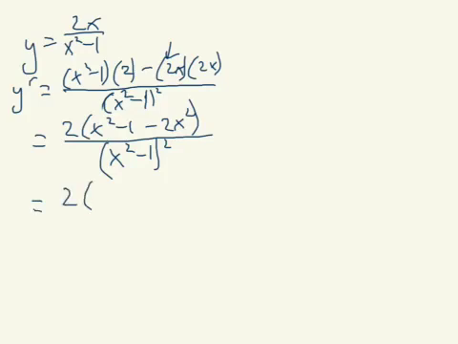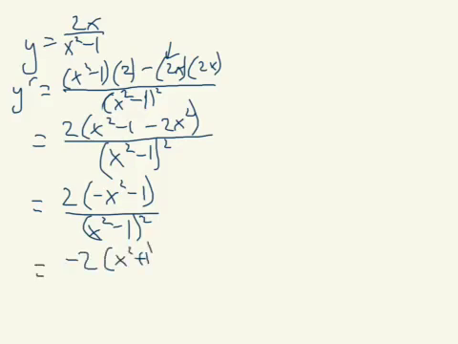So we have 2 times negative x squared minus 1 all over x squared minus 1 quantity squared. Nothing cancels. The numerator thing in the parentheses has two negatives, the denominator has 1. They don't cancel. I'm going to pull that negative out, however. So it'll be negative 2 times x squared plus 1 all over x squared minus 1 quantity squared.